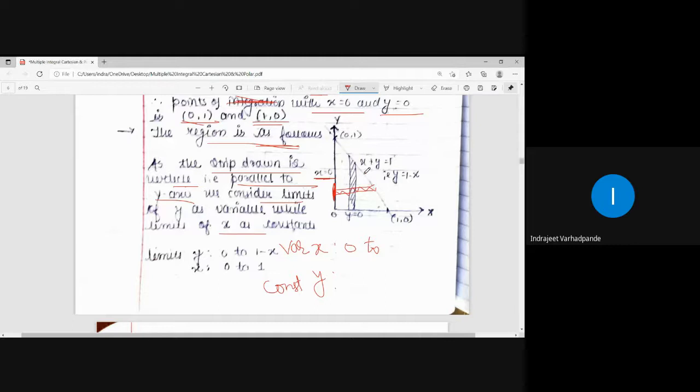What is the extreme right end of the strip lying on? It is lying on the line x plus y is equal to 1. So what will x be equal to? x will be equal to 1 minus y. So what are the limits obtained for variable x? 0 to 1 minus y.